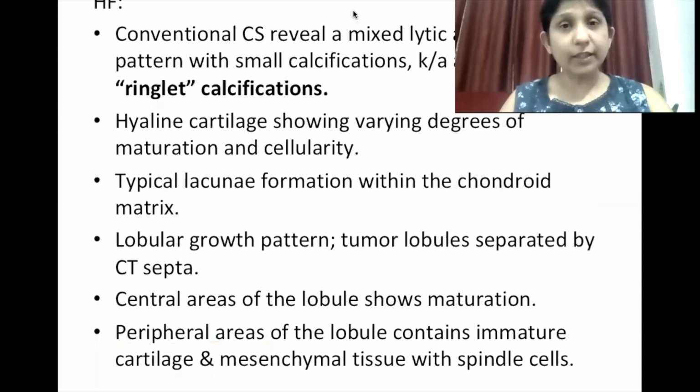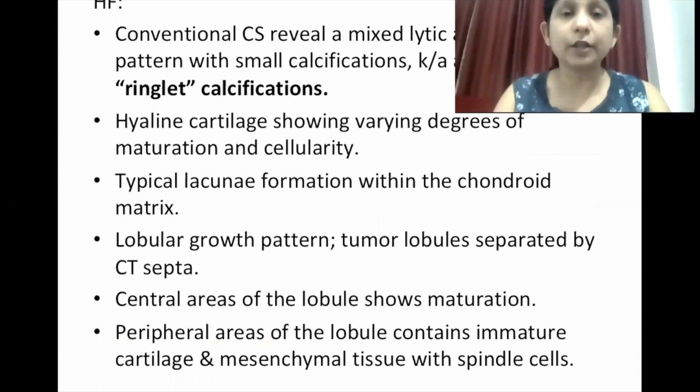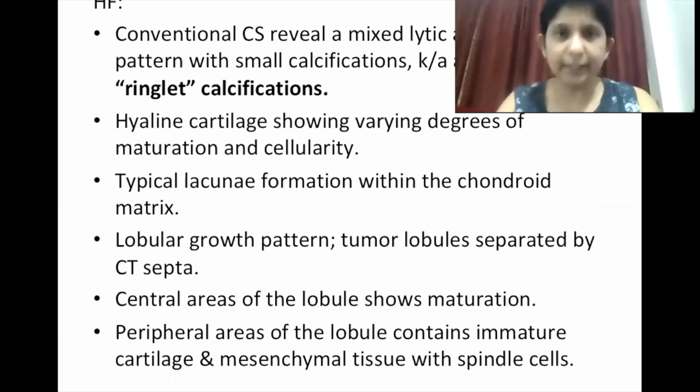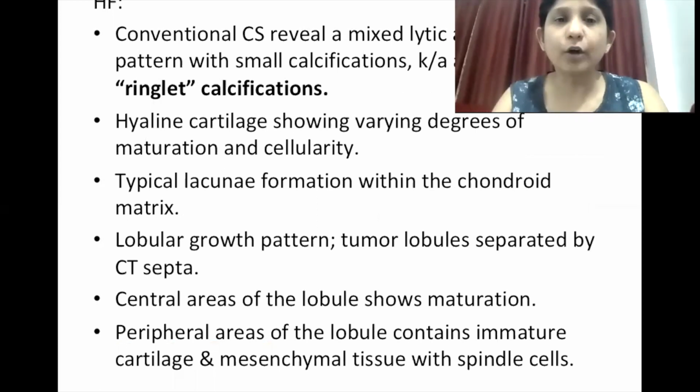Now, histopathology: to understand histopathology, you have to go back to what the normal cartilage structure is. As I already told you, the normal cartilage structure consists of chondroblasts as well as chondrocytes.